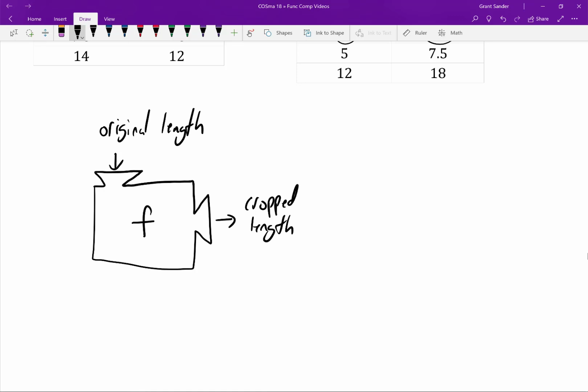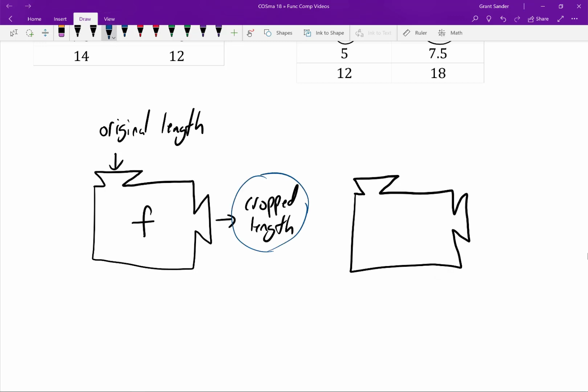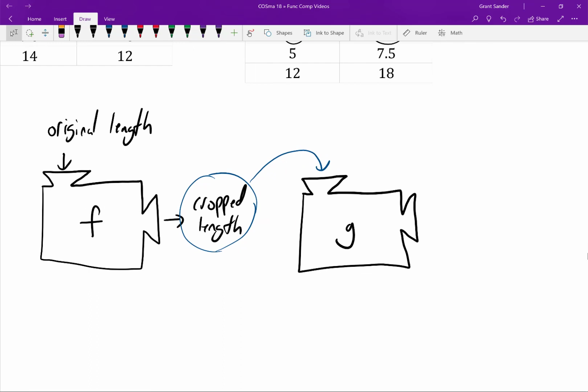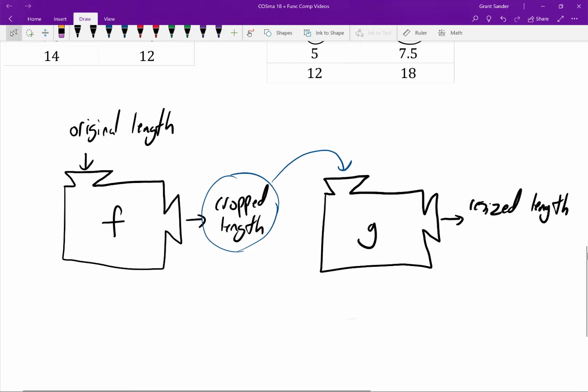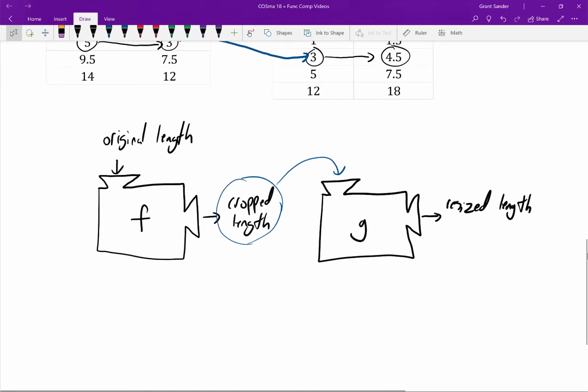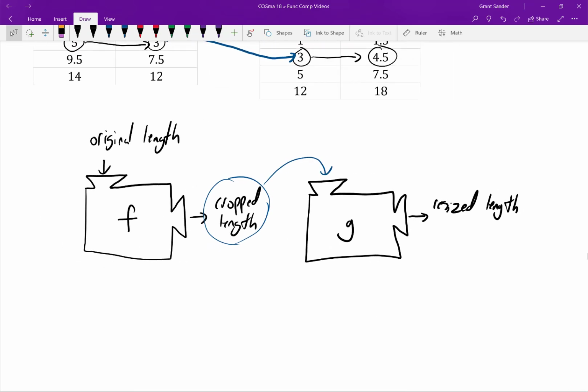Now the function g, so I'll draw another little machine for this function g. The function g takes a cropped photo length as its input. So when we get a cropped photo length out of f, we can input that into our function g, because the function g takes a cropped photo length as its input. And then the function g is going to output what we'll call the resized length, which is essentially the length of the photo after we scale it up by 1.5. So we have these two functions, and we can chain them together.